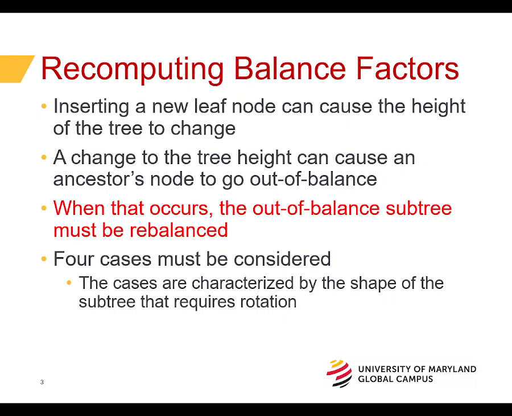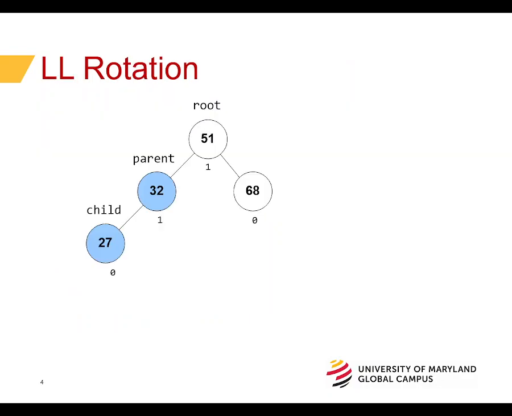When the addition of a leaf node causes a tree to go out of balance, the out of balance subtree must be rebalanced. There are 4 cases that must be considered. The cases are characterized by the shape of the subtree that requires rotation. They are defined as the 4 combinations of left and right. You will find that there's not universal agreement on whether left and right refer to the shape of the subtree that needs rotation or the direction of the rotation. We are adopting the former convention, so we begin with an LL rotation.